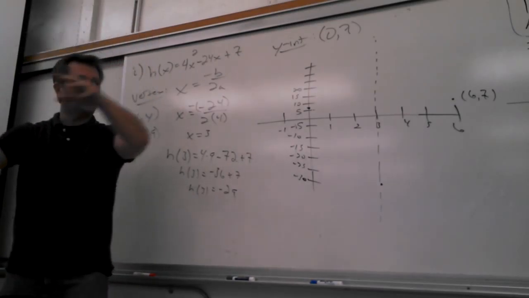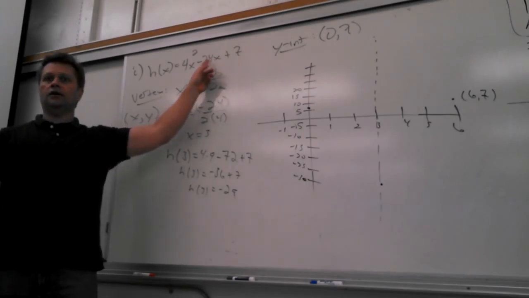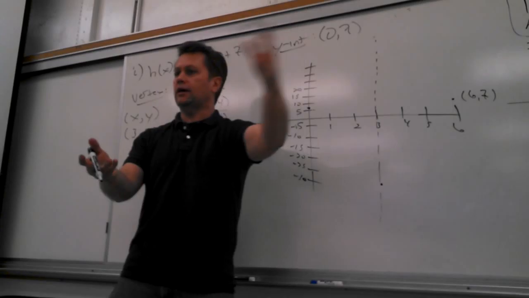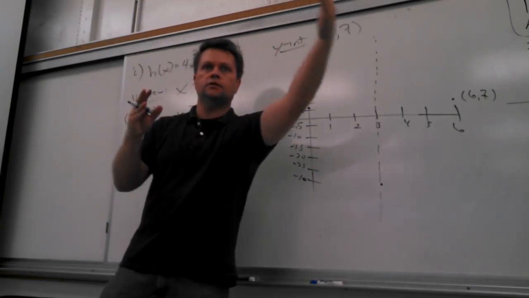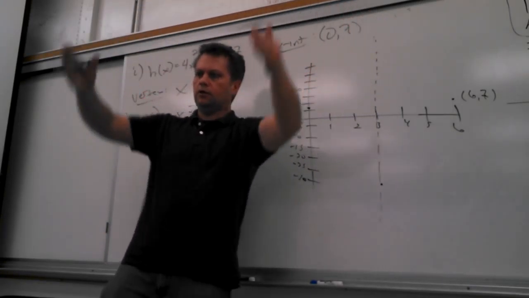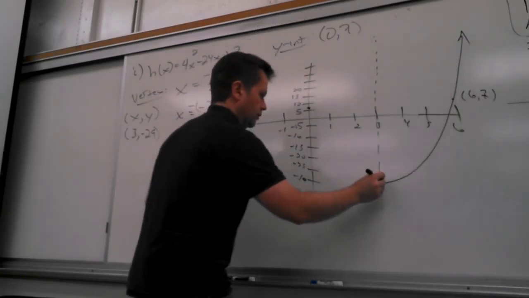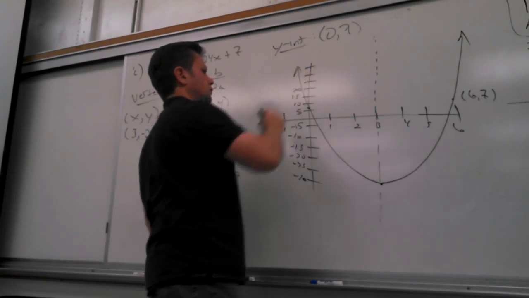So you can always find the y-intercept. The y-intercept's easy to find. Just make x 0 and you get an automatic second point that's easy to find. It's just the same distance on the other side. It has to be. So then I make my, in this case, big old parabola.